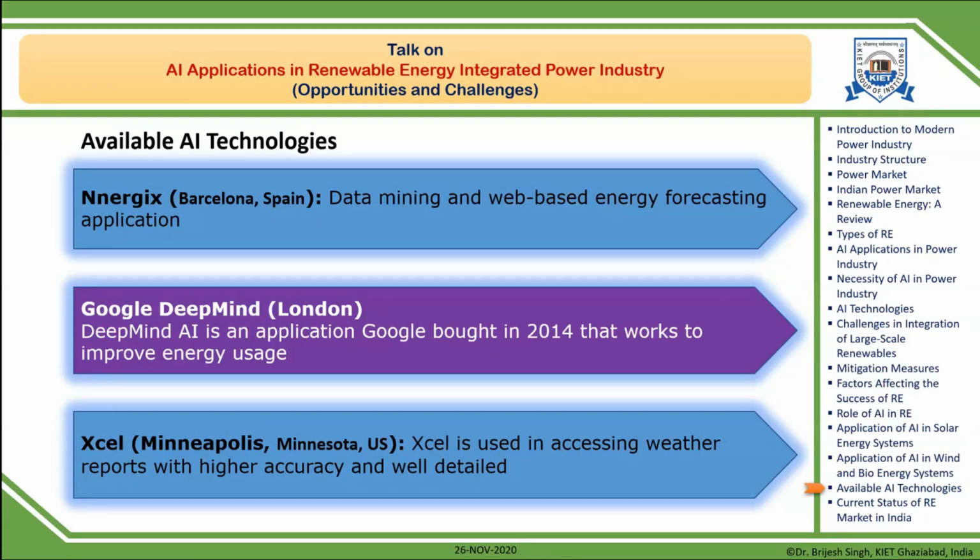You can submit your solution, and you can discuss the different new things with these companies also, like Google DeepMind. This is a very famous thing. DeepMind AI is an application of Google that works to improve energy usage. For energy management, they are providing AI solutions like Excel. They are providing access to weather reports with higher accuracy and in a well detailed manner.